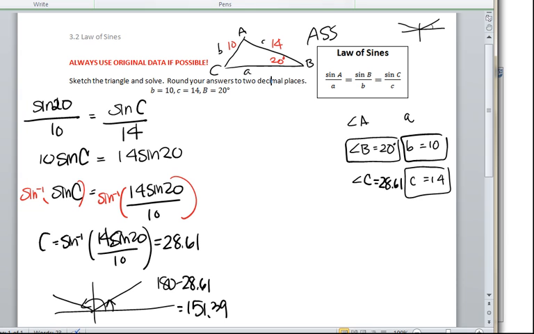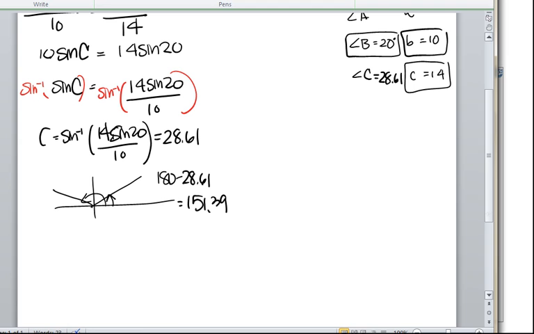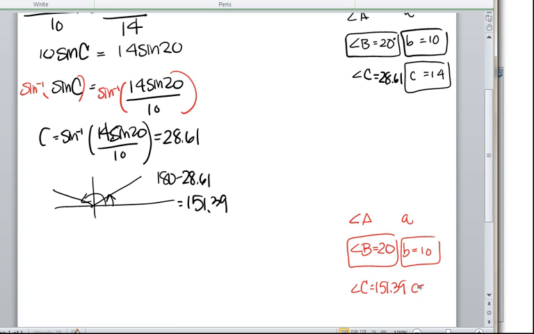Okay, so what I need to do is make an entirely new table, and I need to solve this, I'm going to call this the red one, from scratch. I have my angle A, I have my angle B, which is still 20, that's given. And then angle C I just found, and that's 151.39. I don't know what A is. My B is still 10, that was given. And then C is 14, and that was given. Okay, I need to solve this red triangle separately for angle A and side A.